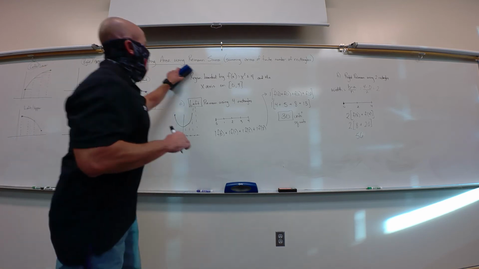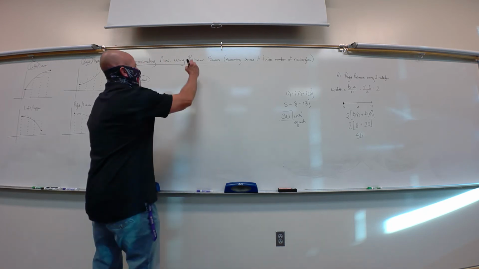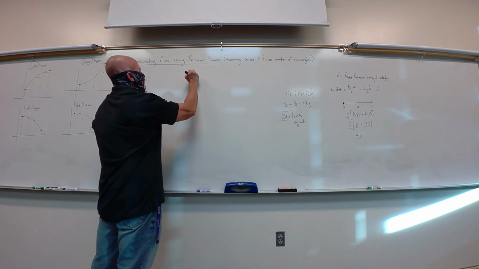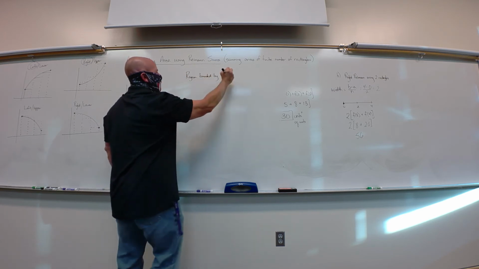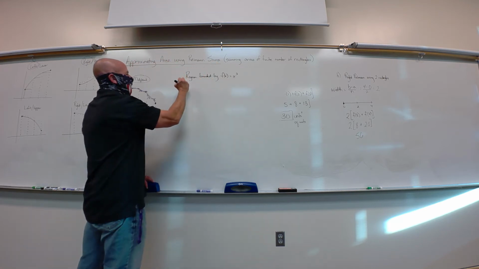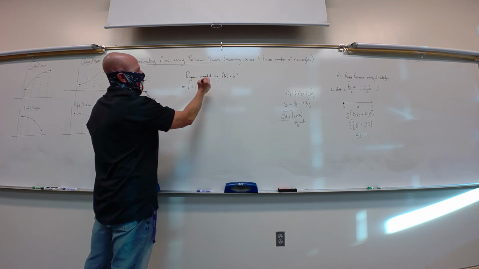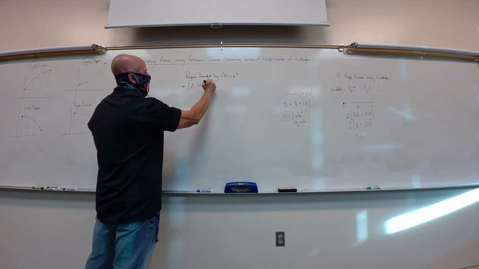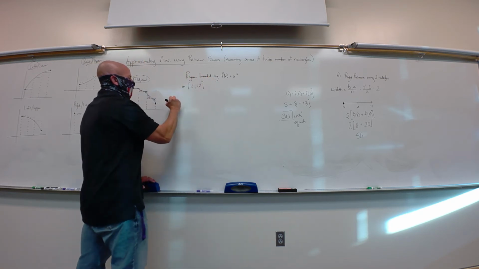Okay, let's change our region. Let's go region bounded by f of x equals x cubed on, let's go 2 to 12. So then we'll go part A on this one.